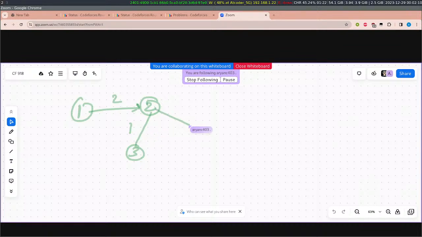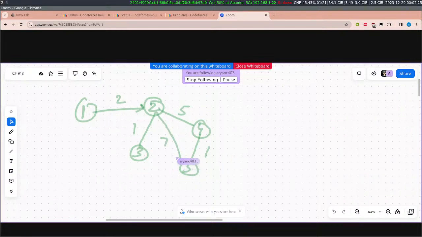There is also an edge between two and four of weight five. There is also an edge of weight one between four and five, and there is also an edge of weight seven between two and seven. And the first place has a bike of slowness 5, second place has slowness 2, third place has slowness 1, fourth place has slowness 3, and fifth place has slowness 3.